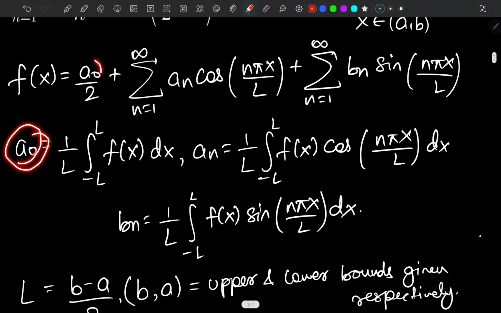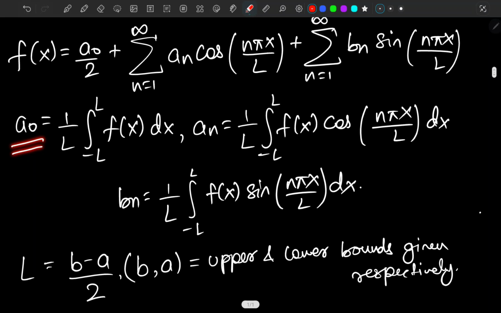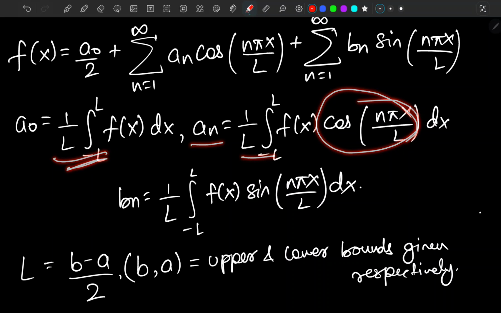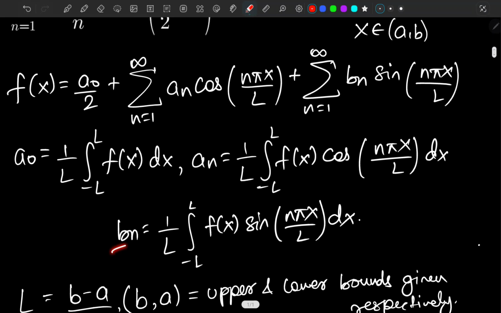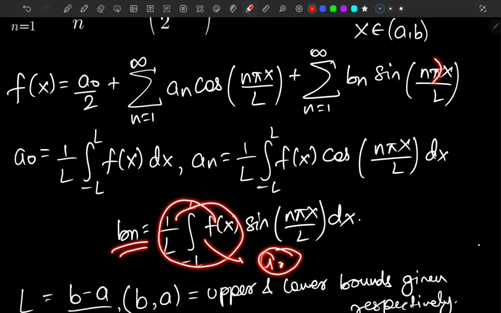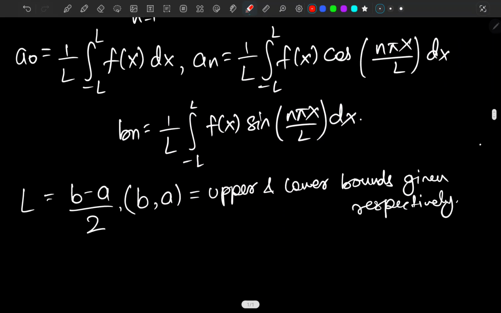Okay, so we have some coefficients: a naught, a sub n, b sub n. So let's talk about them as well. So a naught equals 1 over l times the integral from negative l to l of f of x dx. And a sub n is the same integral with the same factor, but with this term introduced there, like this one. And for b sub n, everything is the same. This is your a naught actually, but we have introduced this term right there. So yeah, we are done with our Fourier series.